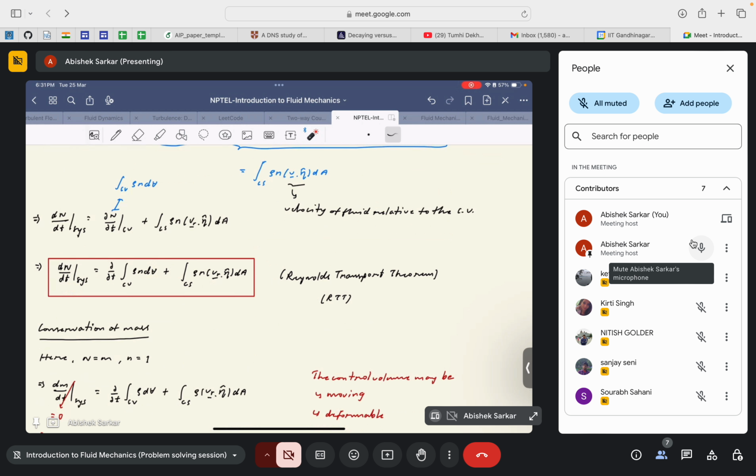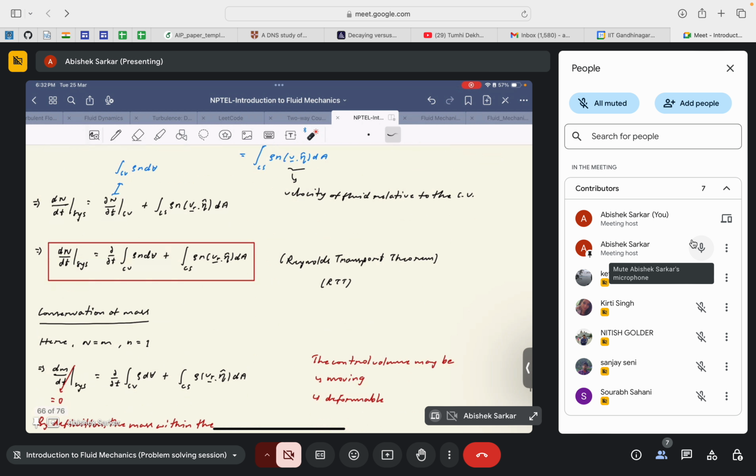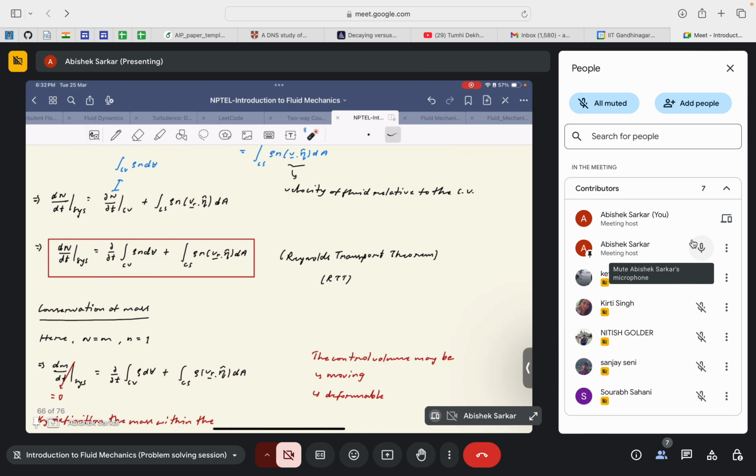It's very important to remember again. This V is actually represented as Vr in the fundamental equation. So this Vr is the relative velocity of the fluid with respect to the control volume. It's very important to remember. So I hope the fundamental structure of the Reynolds transport theorem is clear.